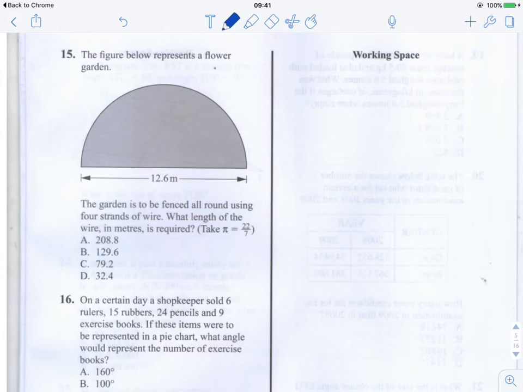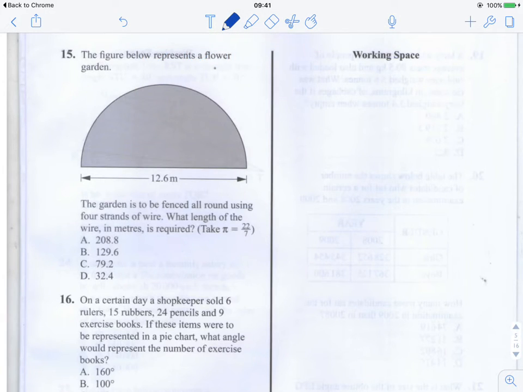The garden is to be fenced all round using 4 strands of wire. What length of the wire, in meters, is required? So this question is asking us to calculate the perimeter of the semicircle.